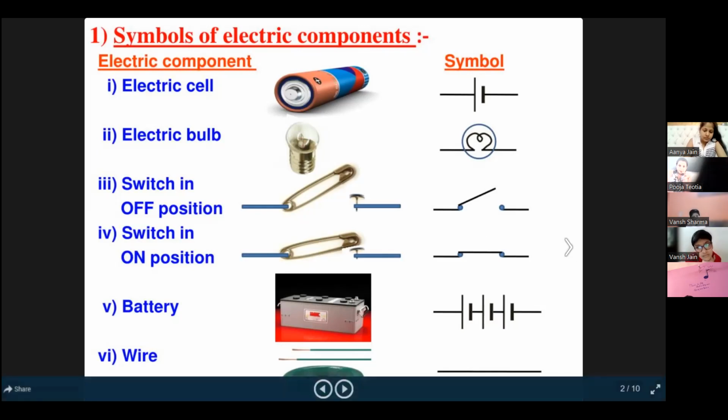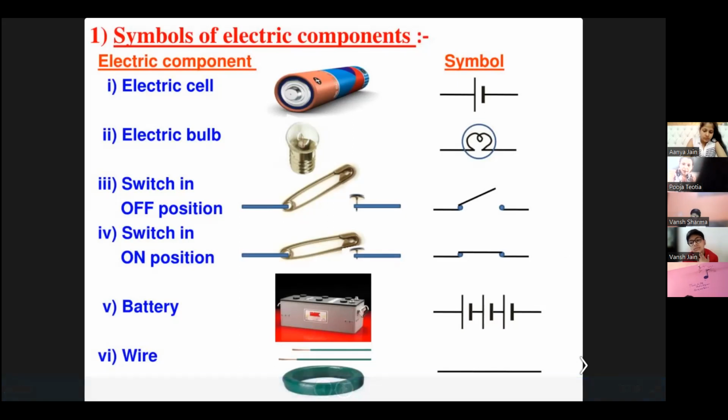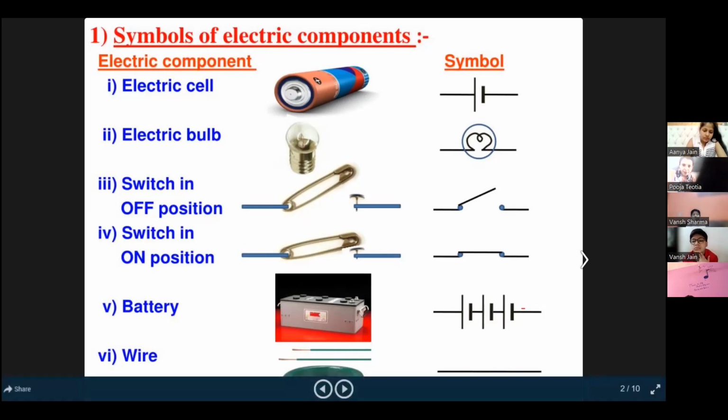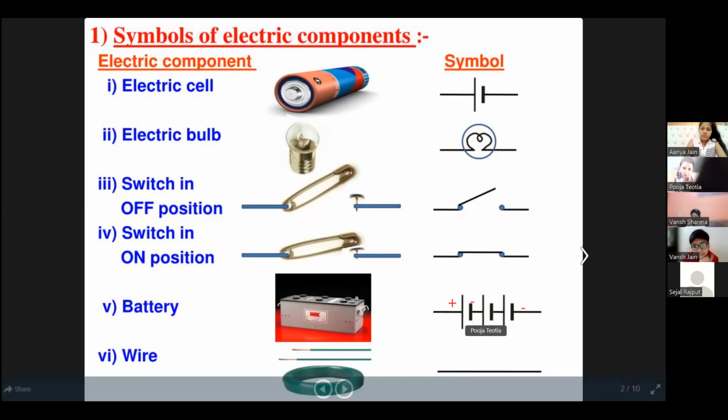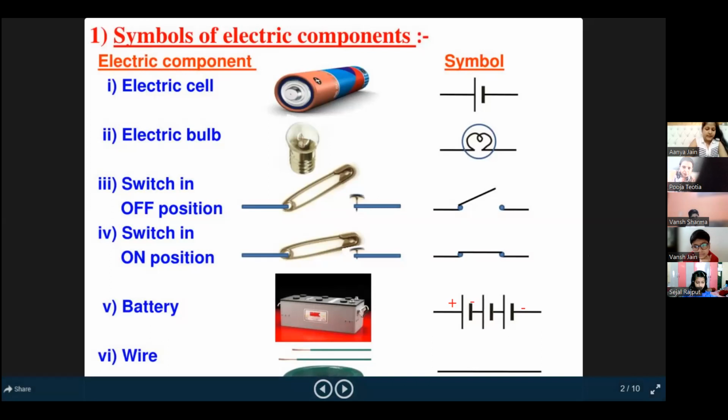And what does this show? This is a negative part. And this one is a bigger line. The bigger line is showing the positive terminal. In the same way, you can write down positive, negative. The smaller line is negative. Kindly write it down, children. This is positive. Mark it. This is negative. The smaller line is negative. Again, this one is positive.